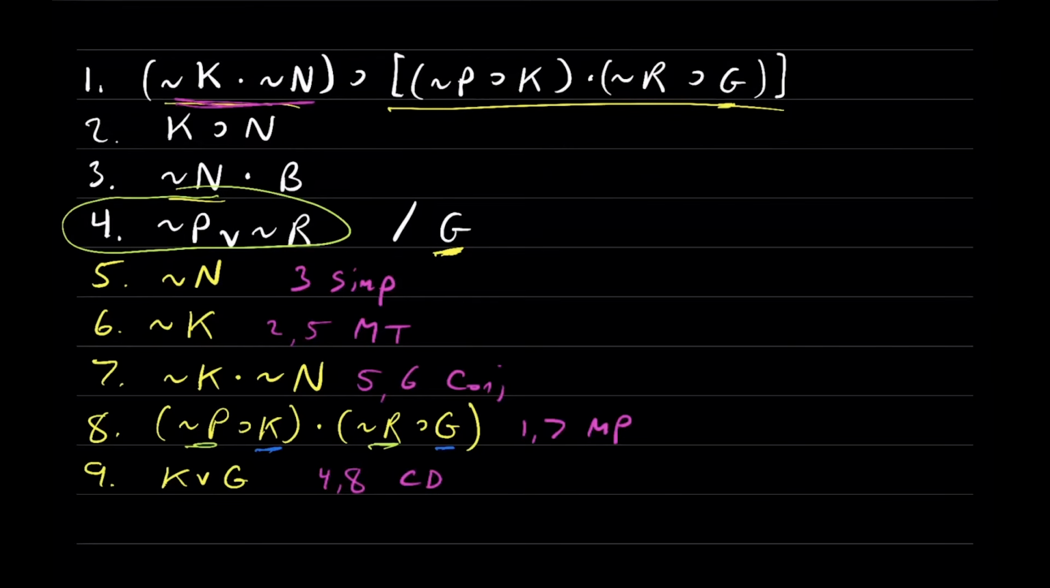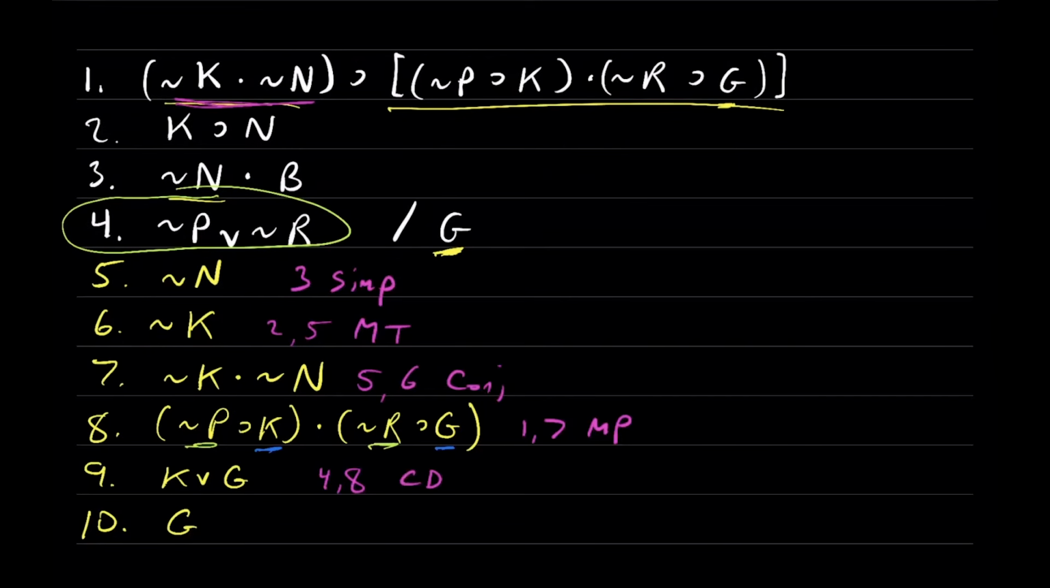Okay, we're almost done. We're trying to get G on its own line. Line 9 tells us that either K is true or G is true. Like one of those two expressions has to be true. But line 6 tells us that K is false. So we have the negation of one of the two disjuncts. From there, we know that the other disjunct has to be true. So if K is false, G has to be true.